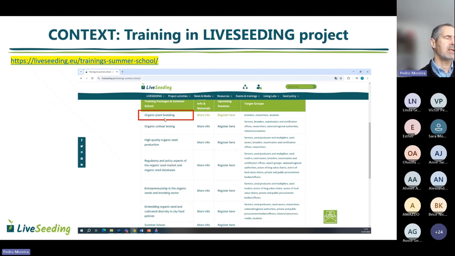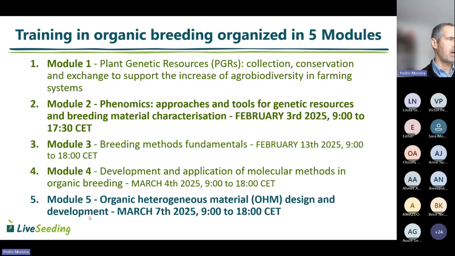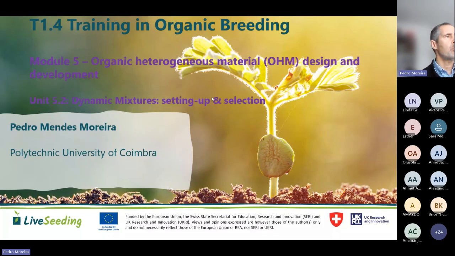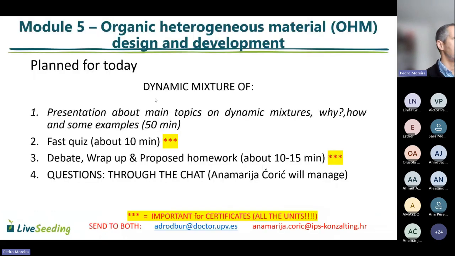again in the organic plant breeding training packages, and we are in Module 5, organic heterogeneous material design and development. So the plan for today is a presentation of some main topics on dynamic mixtures, why you use them, and some examples. Then we'll have a fast quiz, some debate, and some questions through the chat.